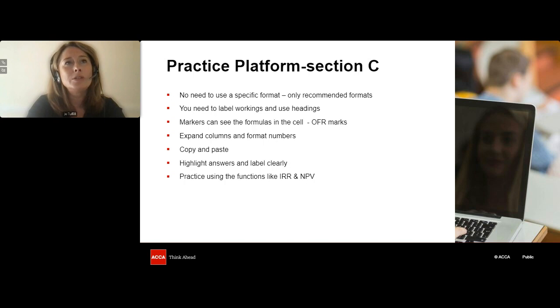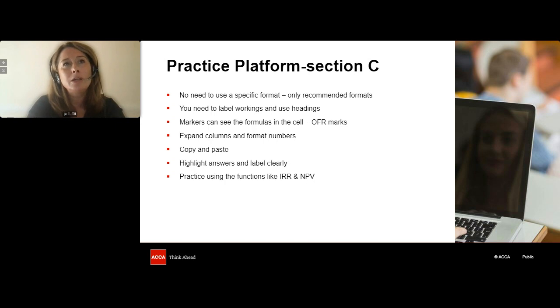So first of all, there's no need to use a specific format, only the recommended formats. I do recommend that you learn a format for different types of questions, like for WACC calculations and net present value calculations. Those layouts are so important. You don't want to be trying to devise that in the real exam. You need to practice your learned formats.